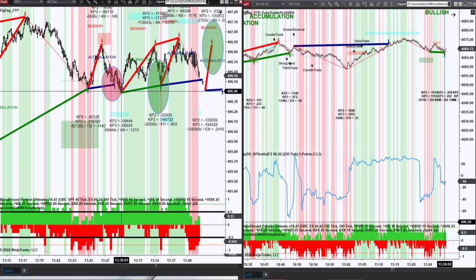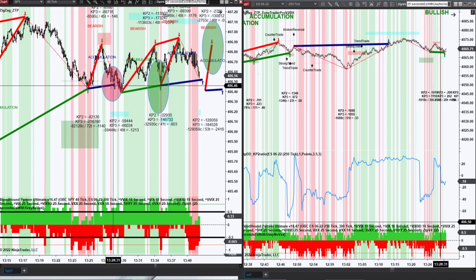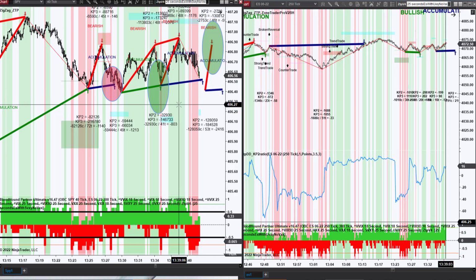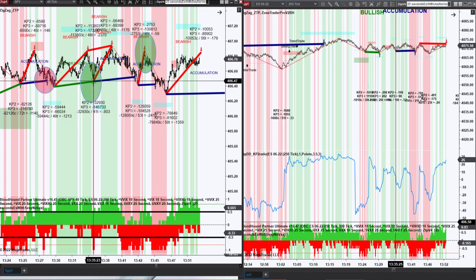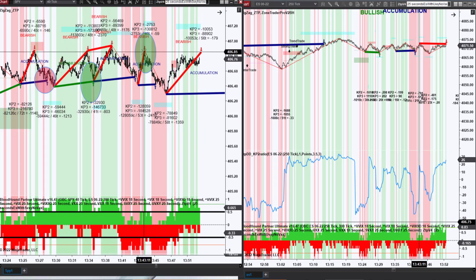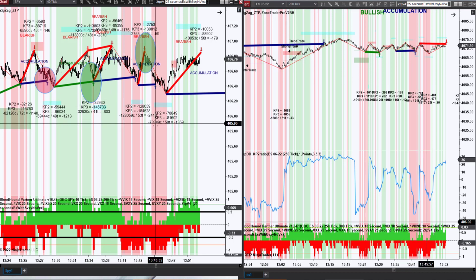Price trades a little bit lower. We have to call it a loss because the accumulation divergence had been busted. We are going to follow that up with a long accumulation followed by a short special divergence.